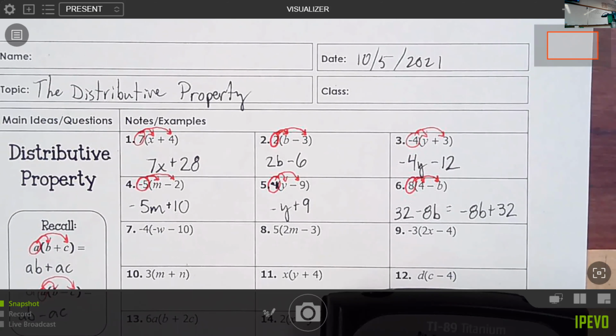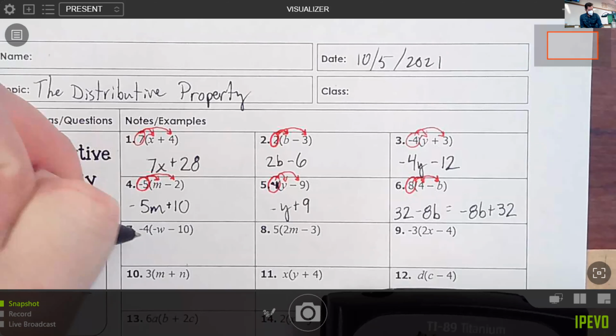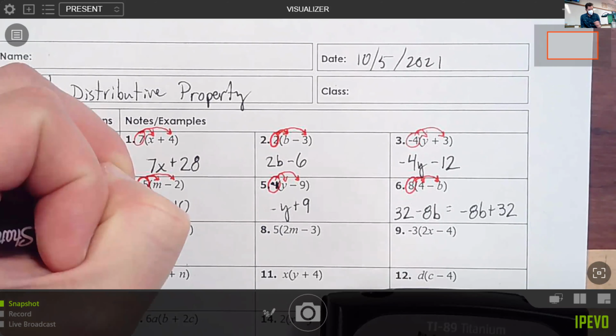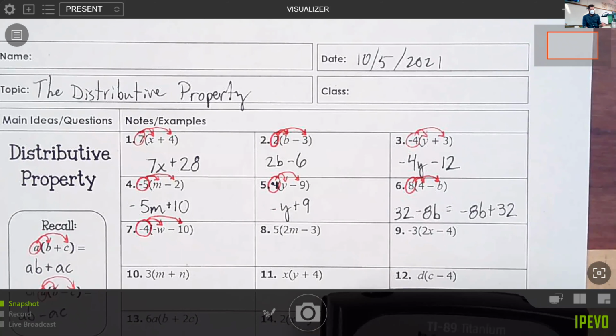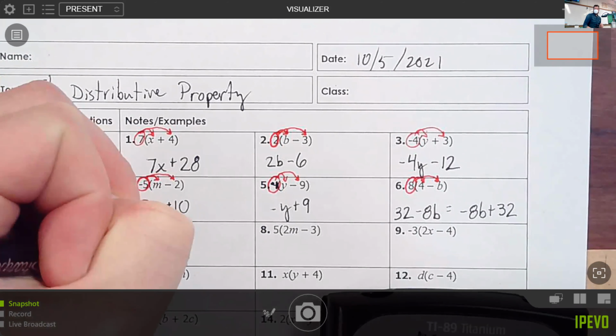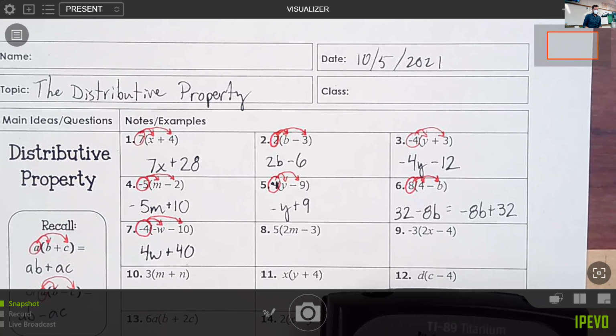All right. We're going to take our -4 on the outside of the parentheses, and we're going to multiply it by the quantity -w minus 10. So -4 multiplies by a -w, and -4 multiplies by a -10. Negative times a negative is always positive, and 4 times w is 4w. -4 times -10 is a positive, because a negative times a negative is always a positive. 4 times 10 is 40. We get 4w plus 40 for number 7.